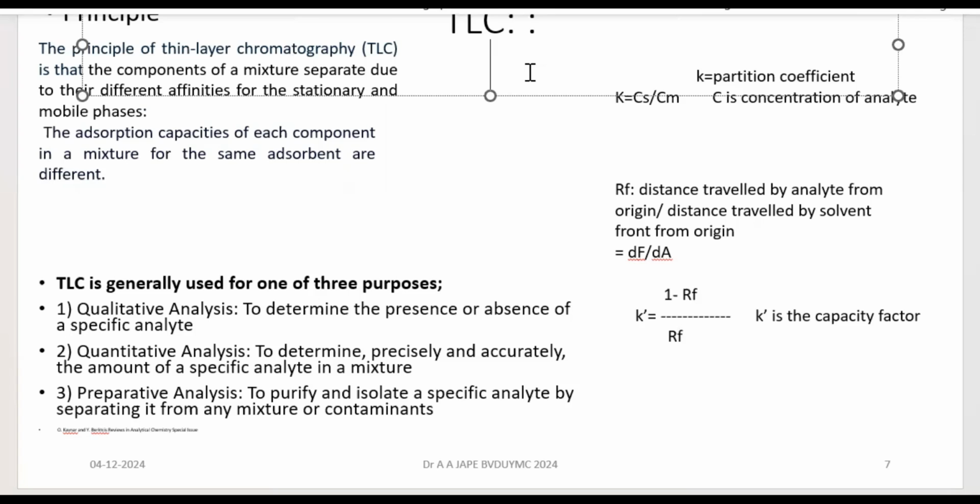The adsorption capacities of each component in a mixture for the same adsorbent are different, right? So we have to take into consideration the factors, that is the partition coefficients. The analyte is going to get distributed or partitioned between the stationary phase and mobile phase. So the concentration of the analyte in the stationary phase divided by the concentration of the analyte in the mobile phase gives you the partition coefficient, which is denoted by the letter K, and the formula goes as K is equal to Cs by Cm.